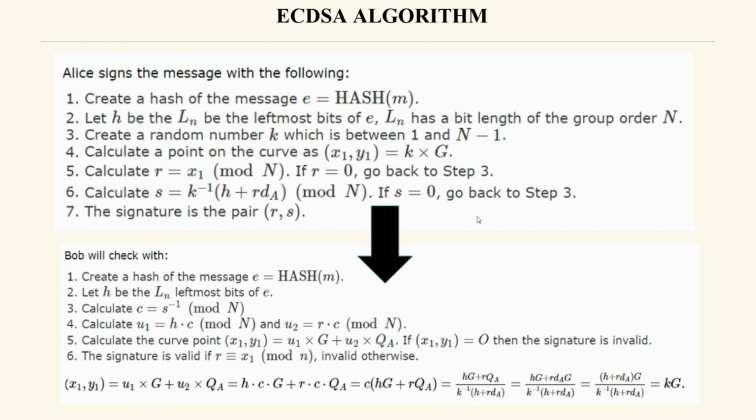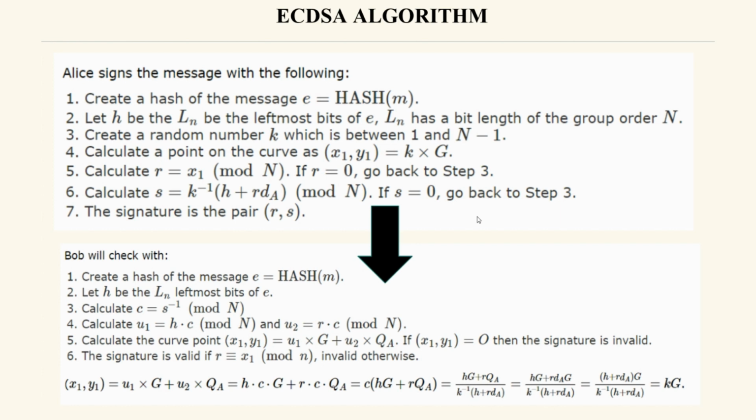If r equals 0, go back to step 3. Then the next step is calculate s equal to k inverse times (h plus r dA) mod n. Here, if s equals 0, then we have to go back to step 3. Seventh, the signature is the pair (r, s). Here we can see that the signature is generated. Now Bob will check using the following steps.